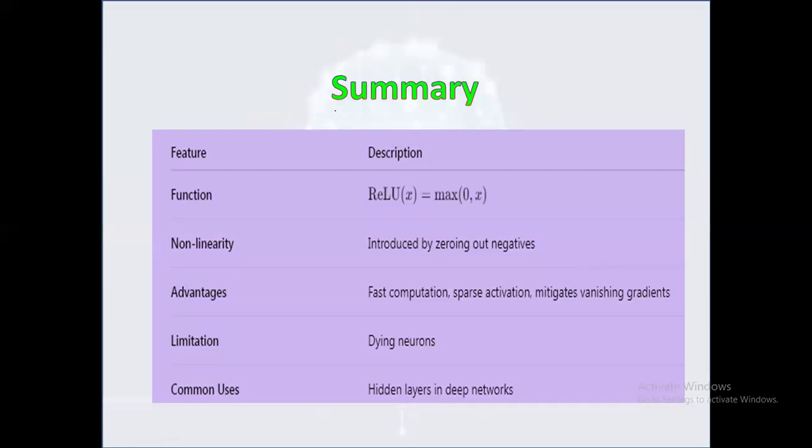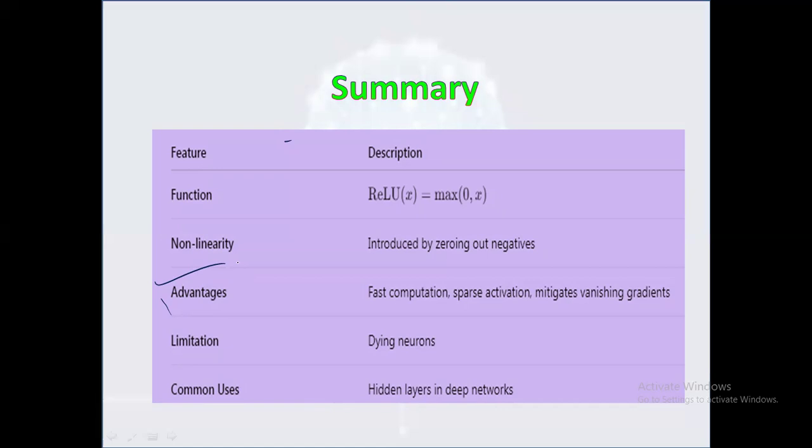ReLU is a fundamental component of modern neural networks. It introduces nonlinearity, improves computational efficiency, and supports faster training by mitigating vanishing gradients. These are all the advantages. However, its simplicity also leads to potential problems like neuron death, which can hinder learning if not addressed. Though with variants like leaky ReLU and ELU, these issues can be mitigated while retaining the core advantages of the original function.